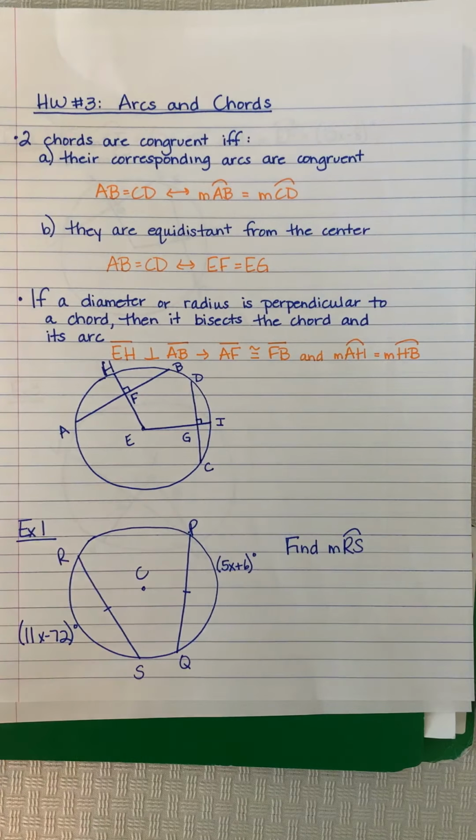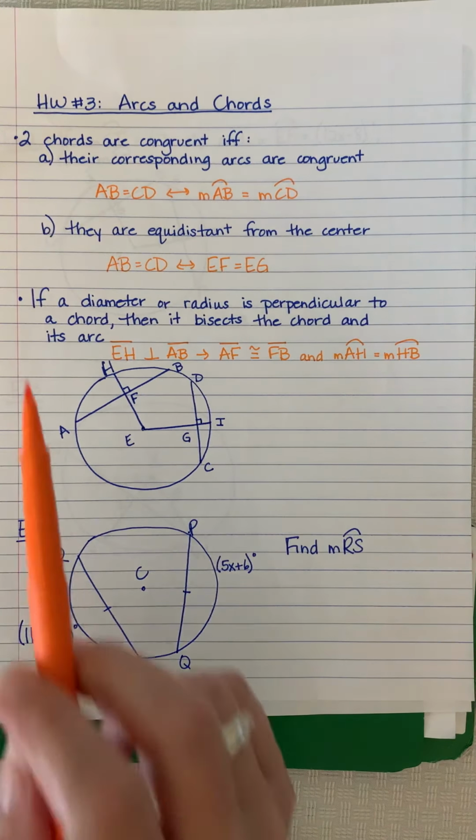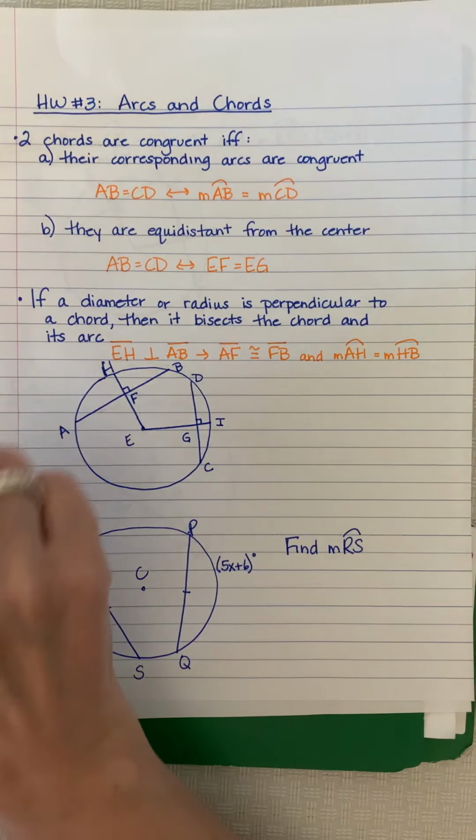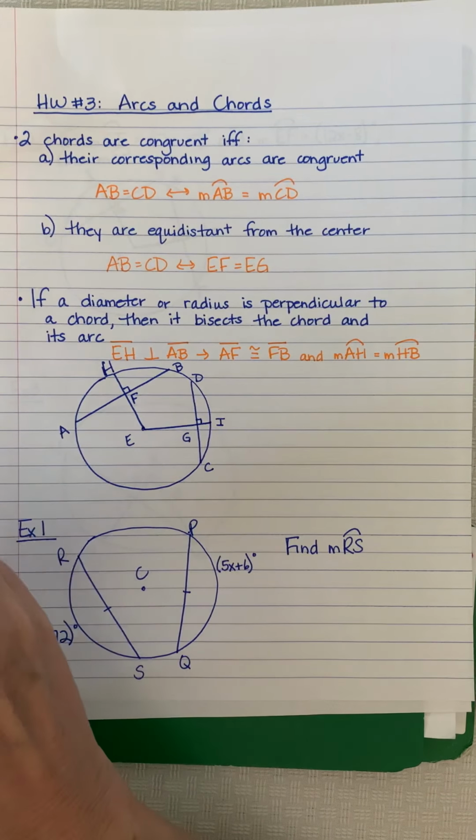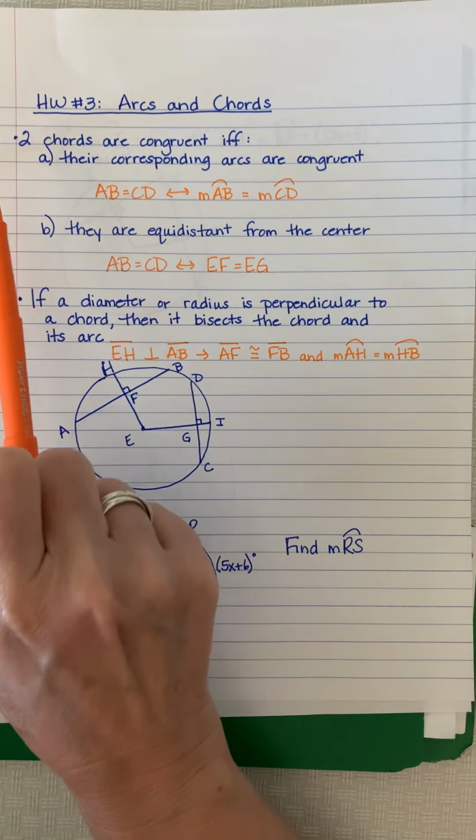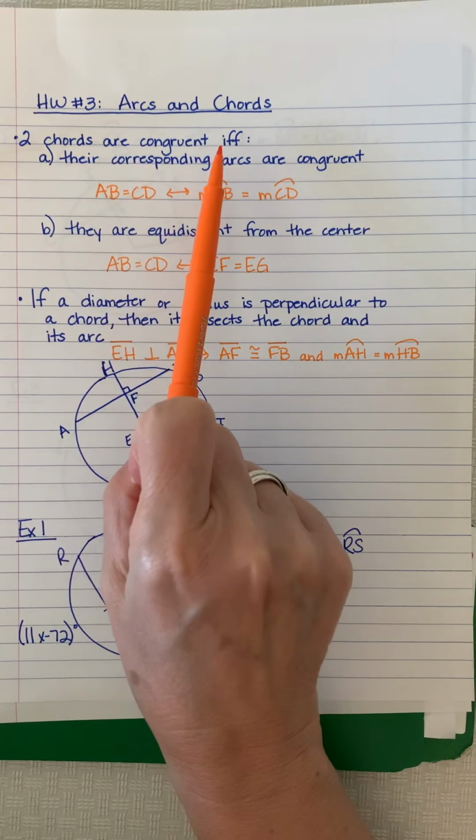Okay, welcome to homework number 3 with circles. We're going to talk about arcs and chords today. The information you need is right here, so you can always pause and write this down as soon as I've explained everything. Two chords are congruent if and only if.